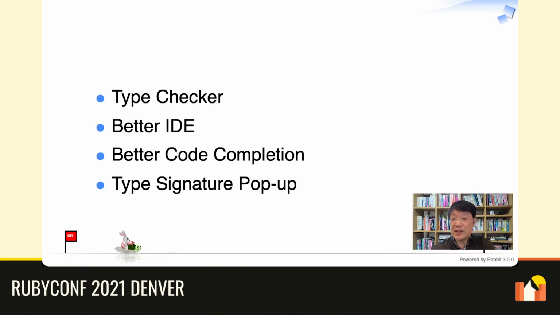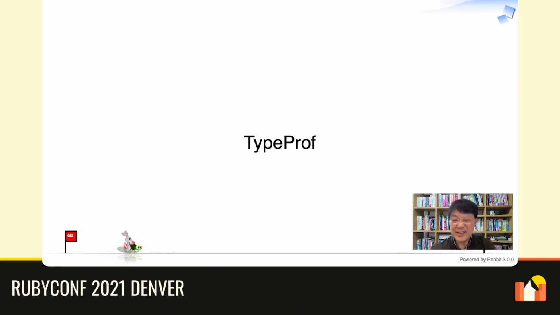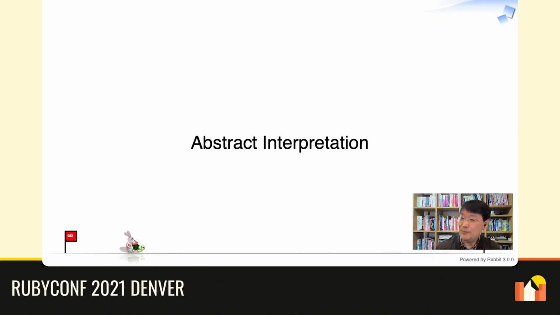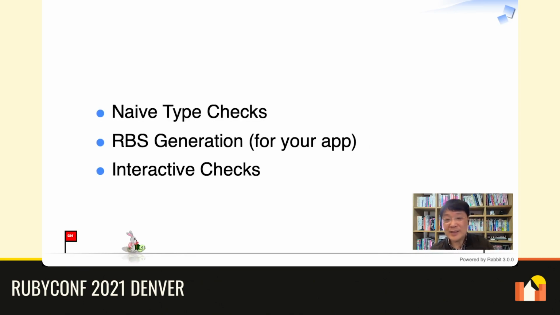The second component is TypeProf. TypeProf is a kind of type checker using a technology named abstract interpretation. This is kind of like an abstract execution of the code on the basis of type analysis. TypeProf does the native type checks, and it also generates the RBS for your applications.